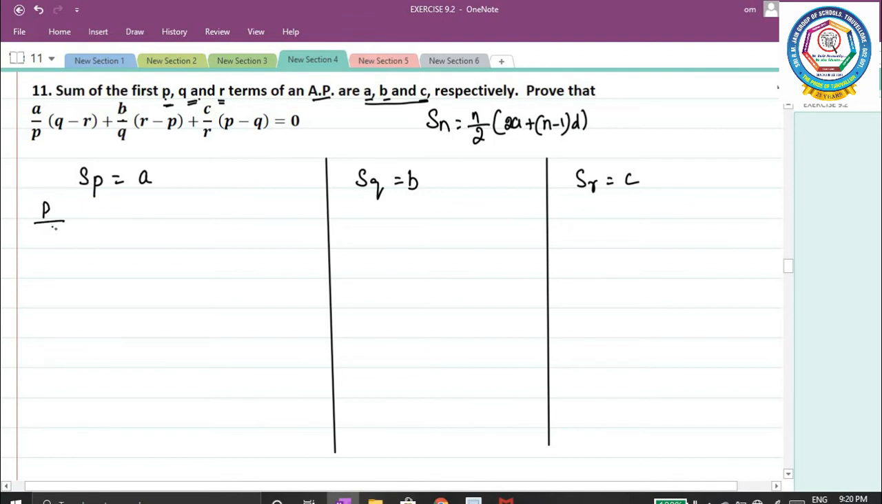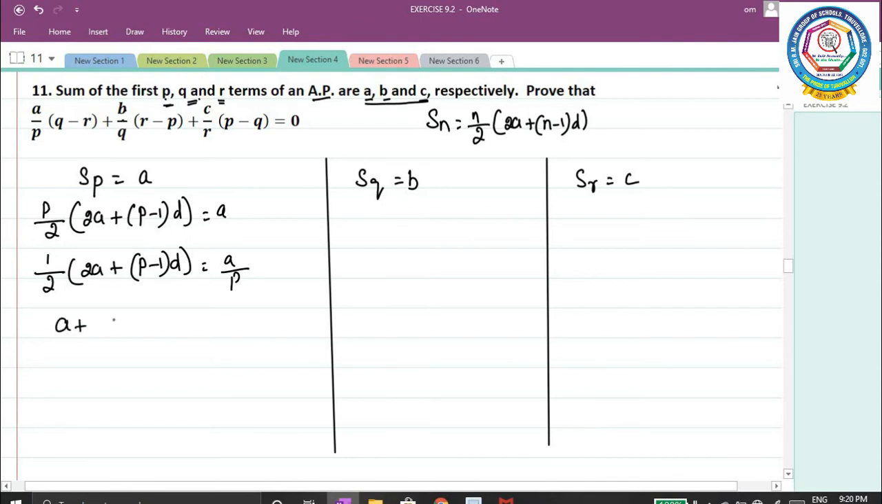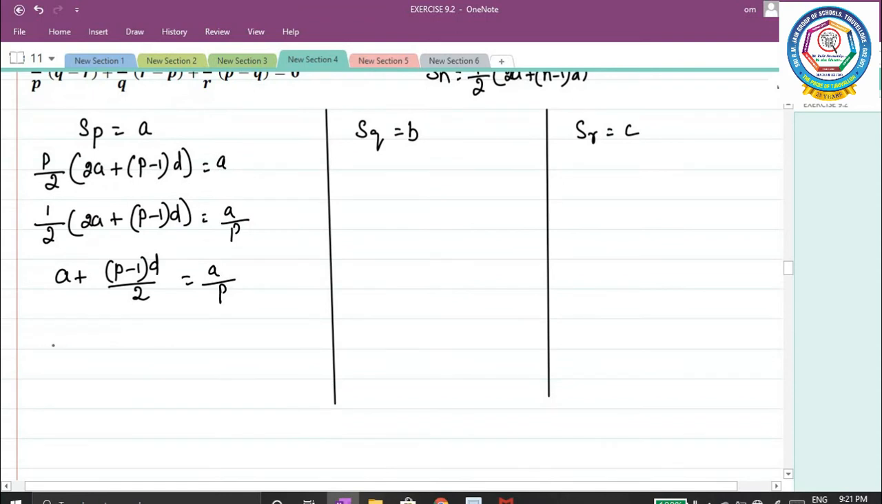So P by 2 into 2a plus P minus 1 into D equal to A. Here 1 by 2, this P I am taking this side, 2a plus P minus 1 into D equal to A by P. If I will take 1 by 2 inside, I will get a plus P minus 1 into D by 2 equal to A by P. Next one, therefore a plus PD by 2 minus D by 2 equal to A by P.